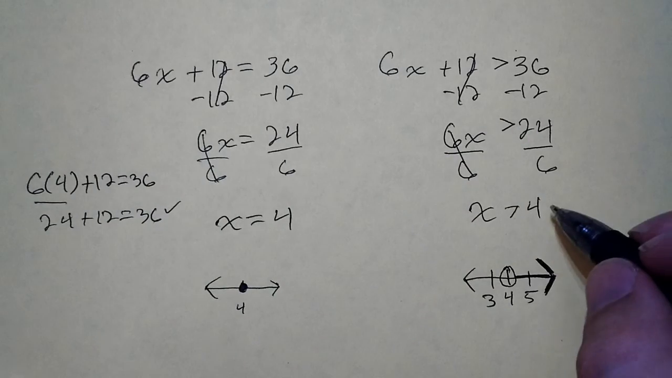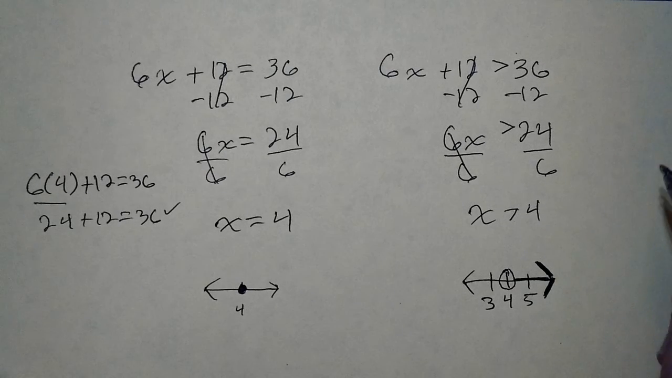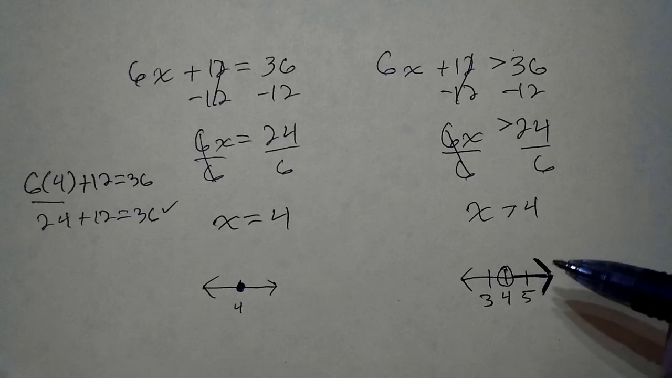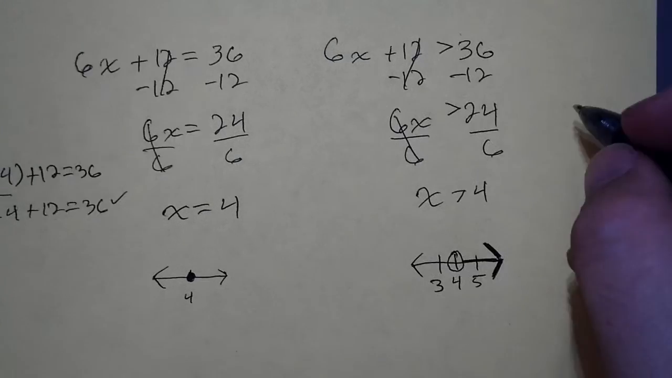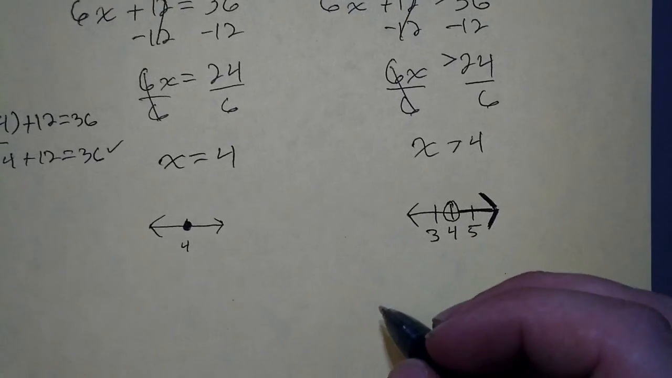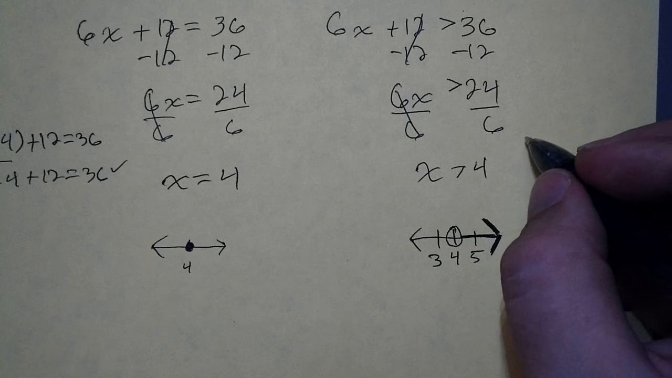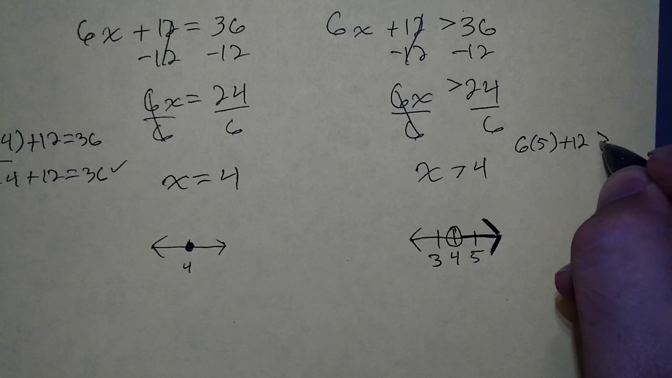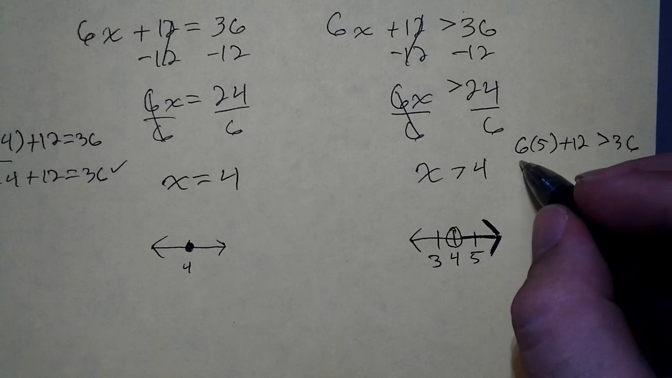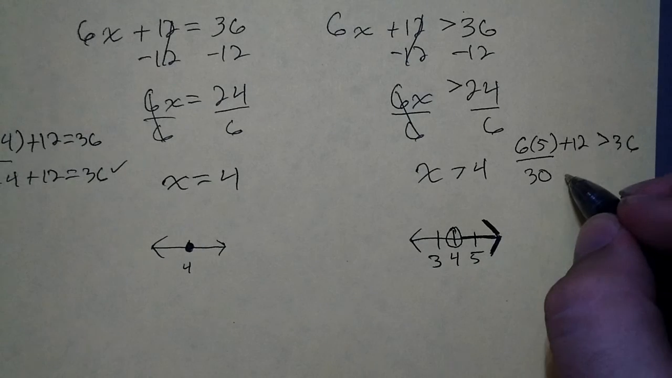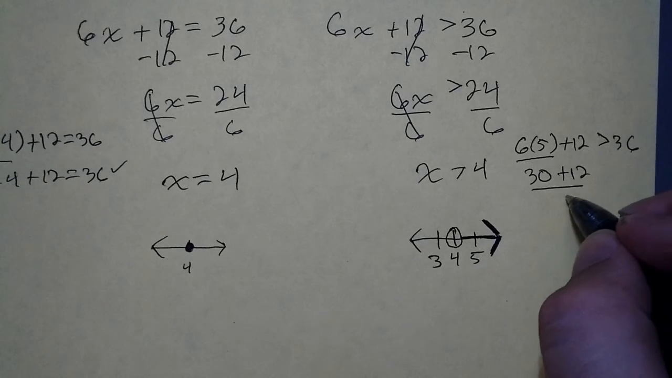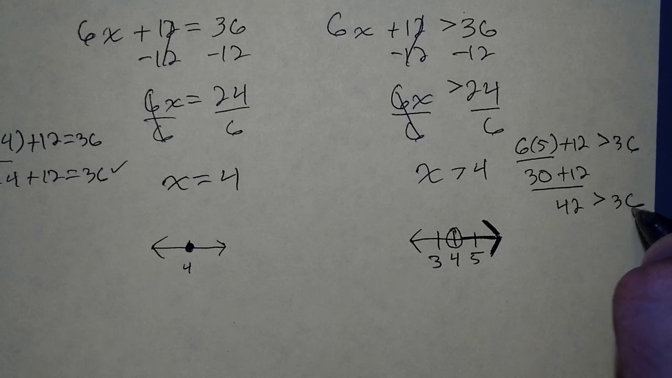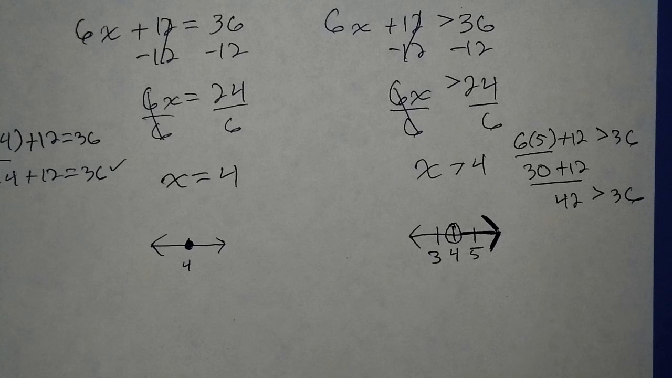Now over here, we're going to do the same thing. We just have a greater than sign. So let's pick a number that is greater than 4. Let's try 5. So when I plug it in, I've got 6 times 5 plus 12, and it should be greater than 36. 6 times 5 is 30 plus 12, and that's 42. And yes, 42 is greater than 36, so this statement is true.